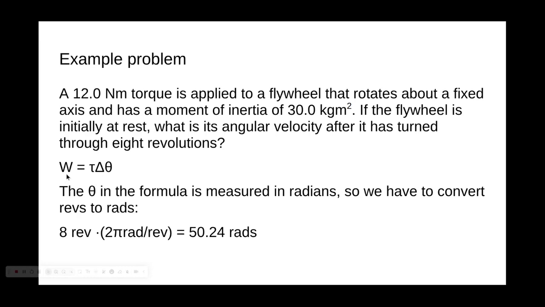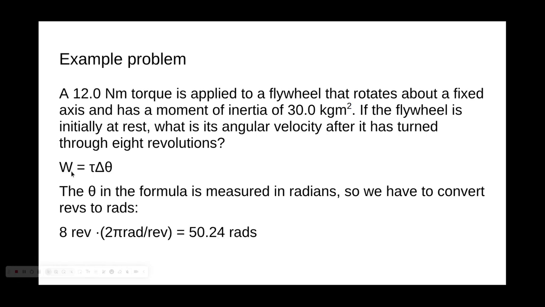So our formula is work equals tau delta theta. Torque is given to us as 12 Newton meters. The change in angular position is given to us as 8 revolutions. But what we need is radians. And so we're going to have to do a little conversion here. In 1 revolution, there are 2 pi radians. So 8 times 2 pi means that this delta theta is actually 50.24 rads.